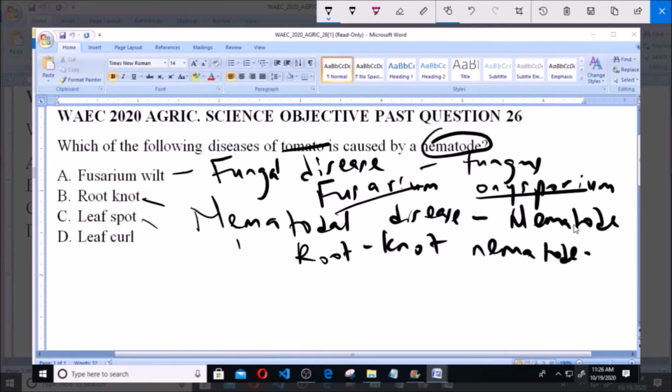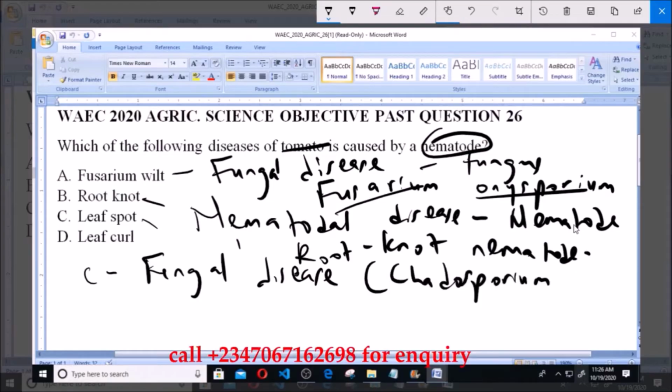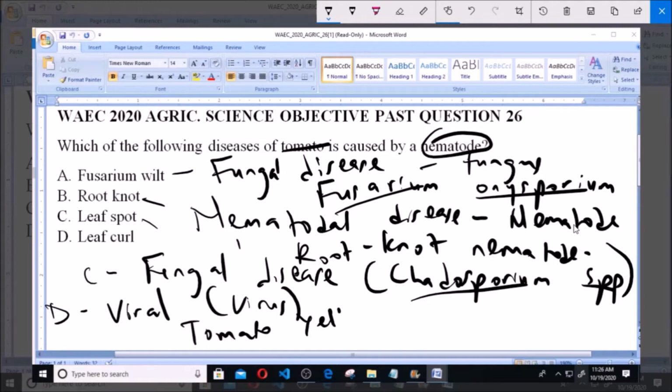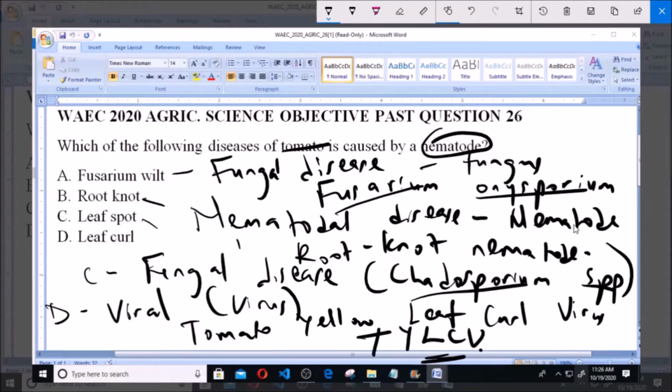Now option C is leaf spot. Now leaf spot is a fungal disease, just like the Fusarium wilt. It's a fungal disease, and it is caused by a fungus known as Cladosporium species. And option D is leaf curl. Now it is a viral disease caused by a virus. Okay, and that virus is known as the tomato yellow leaf curl virus, and it's abbreviated as TYLCV.